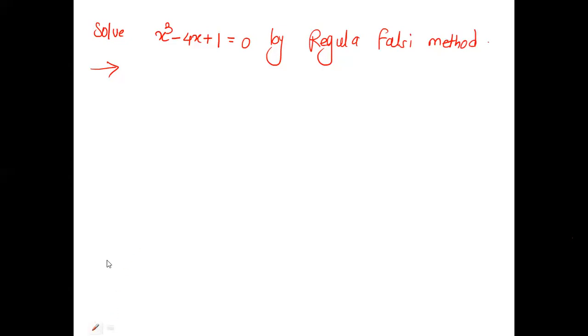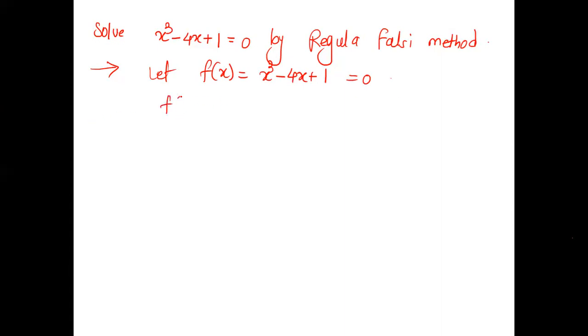Let f of x, call it f of x, be x cube minus 4x plus 1 equal to 0. Obviously, the function should be equal to 0. If it is not, shift the terms to left or right and make it 0. Okay, we got this.